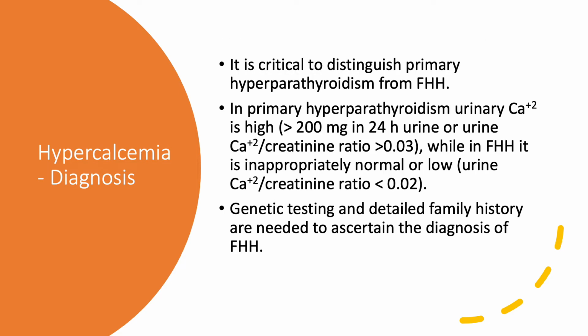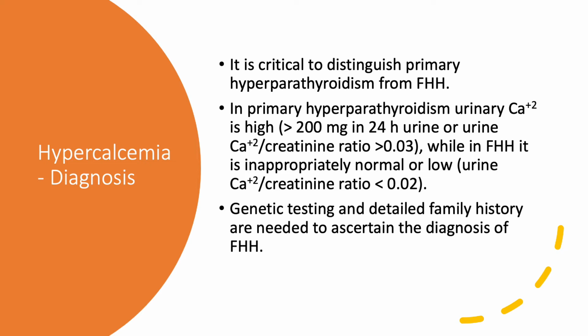Again, and I've mentioned that several times now, we have to distinguish primary hyperparathyroidism, which usually requires surgery, from FHH. Urinary calcium is high in primary hyperparathyroidism. PTH is high, urine calcium is high, over 200 milligrams per 24 hours, or a ratio of calcium to creatinine in the urine over 0.03. Now, in FHH, it's inappropriately normal or even very low. And if you are doing a ratio, it is less than 0.02.